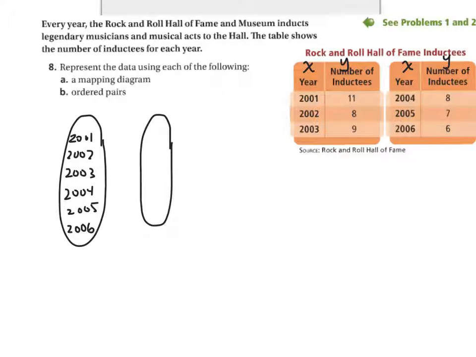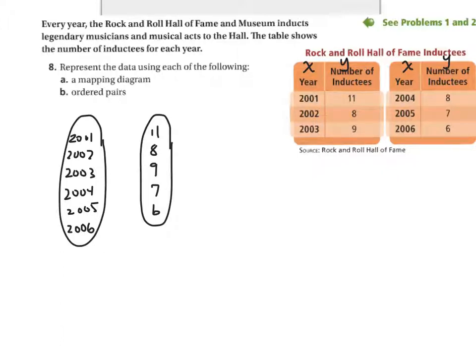The Y values we're going to put on the right side. So that's 11, this is 8, that's 9. Remember, I don't have to write 8 twice. I only have to write it once, and then I have 7, and then I have 6. Okay, so now I need to draw arrows from the numbers on the X's that go with the Y.